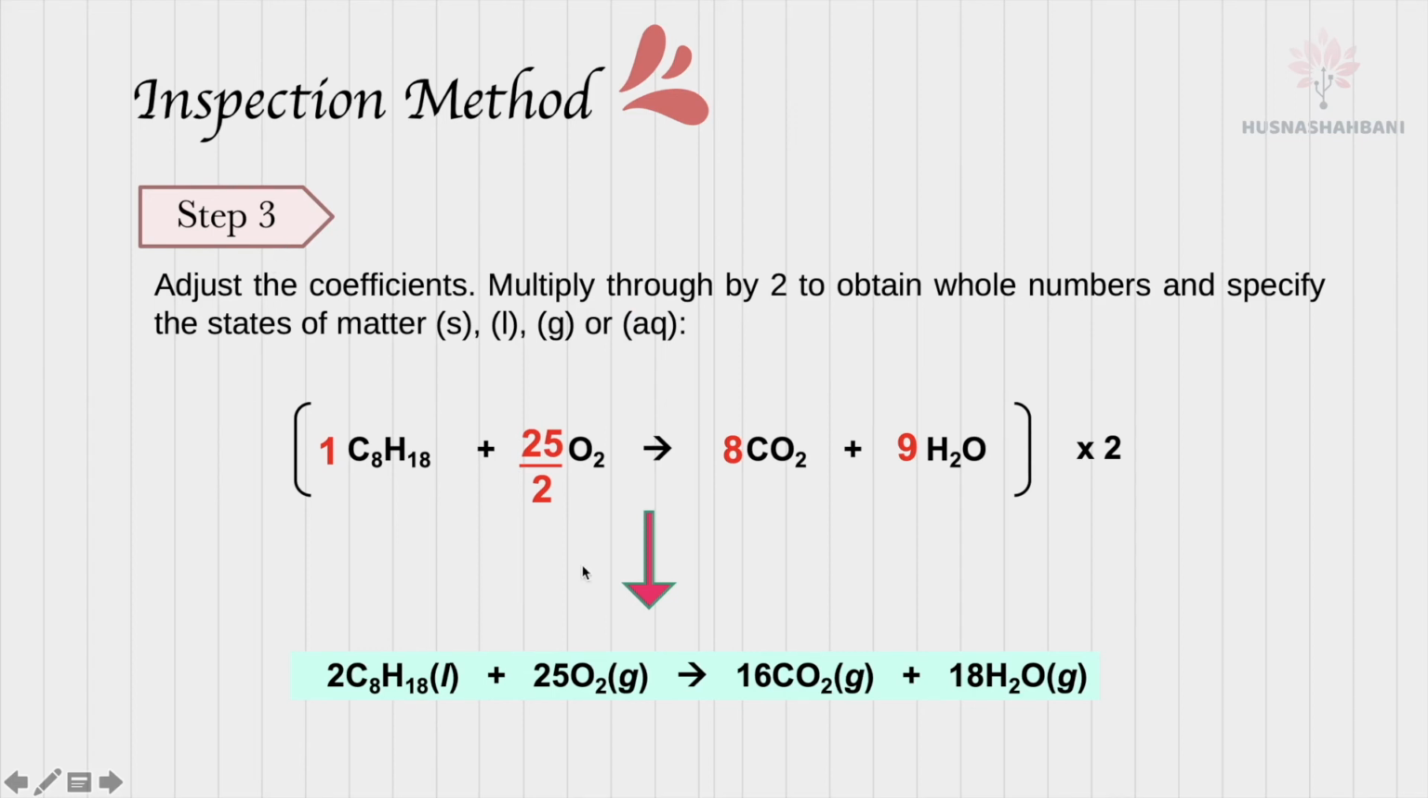So when you adjust your coefficient, if you don't want to leave it in a fraction state, you can times by 2 for all of the compounds. So times by 2 for each, you get 2 C8H18, 25 oxygen, 16 carbon dioxide plus 18 water. Make sure to specify the states of matter: C8H18 liquid, oxygen gas, carbon dioxide gas, water vapor here.